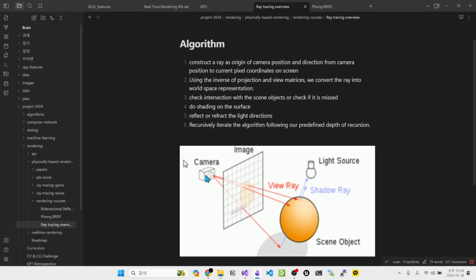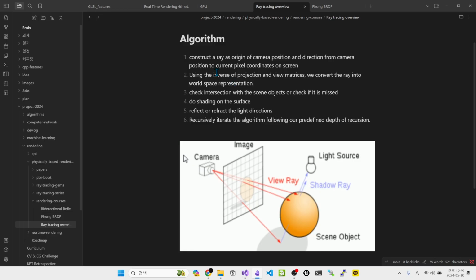So first, we construct a ray with the origin at the camera's position and compute the direction from the camera to the current pixel position. If the world origin is here, the pixel coordinate will point here, and the camera position vector will point here. And we subtract the camera's position from the pixel coordinates represented in the world space. We can get the direction of the ray to the scene.